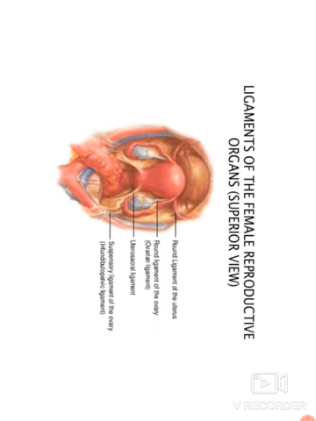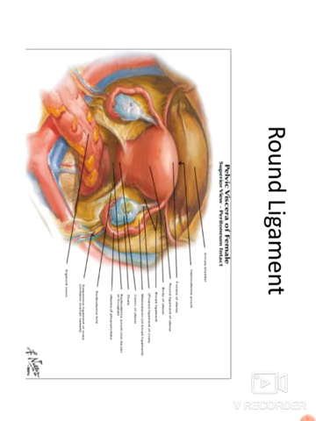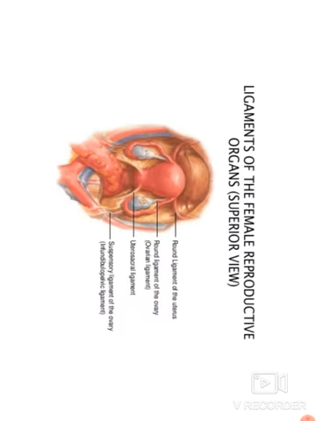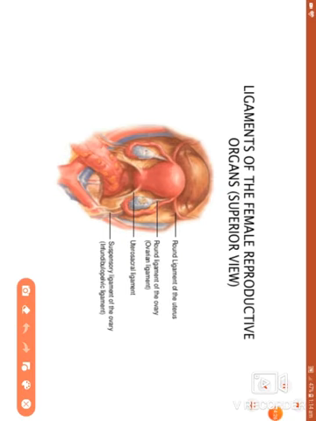Then one more ligament posteriorly, there you can see another fibromuscular structure. That is the uterosacral ligament. Here you can see this is the uterosacral ligament, from the cervix of the uterus towards the sacrum, second and third segments of the sacrum. Cervix of the uterus towards sacrum, that ligament is the uterosacral ligament. This ligament pulls the uterus backwards.